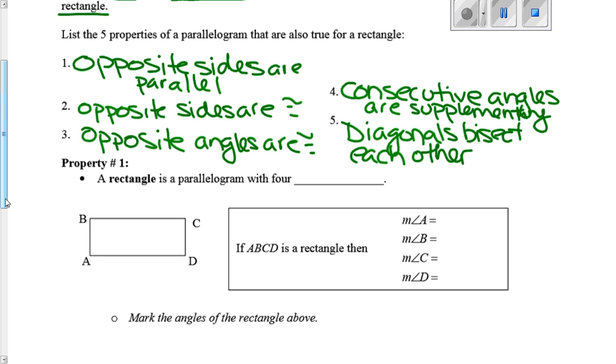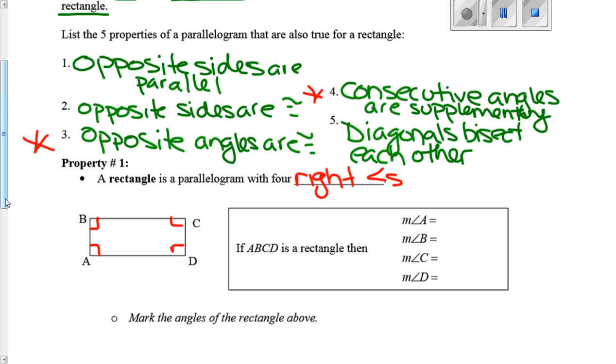Now, a rectangle is a parallelogram with 4 right angles. Maybe some of you knew that. All of the angles are right angles, meaning they are 90 degrees. Okay, so if I look at this diagram, I can put a 90-degree angle in each corner. This still holds true for number 3 and 4 that we set up here.